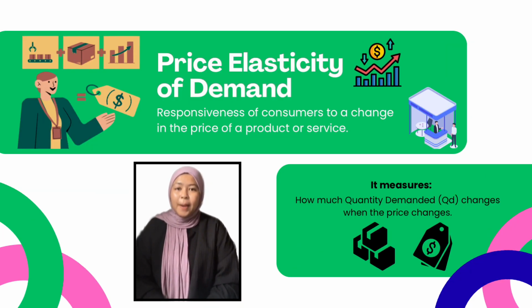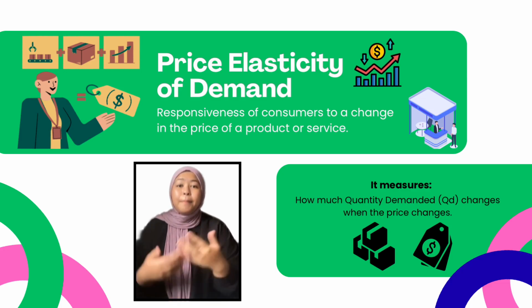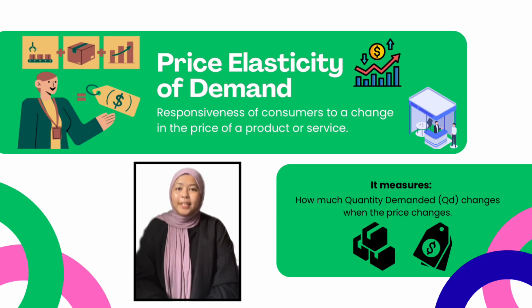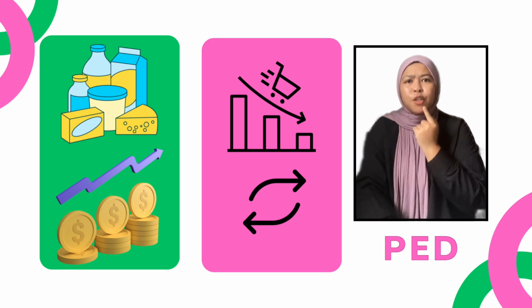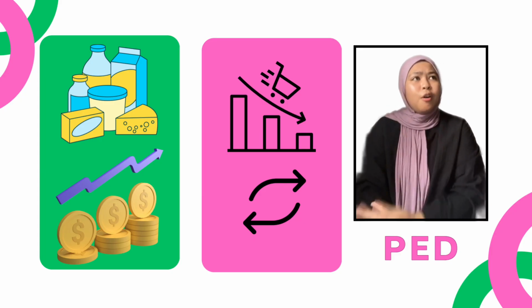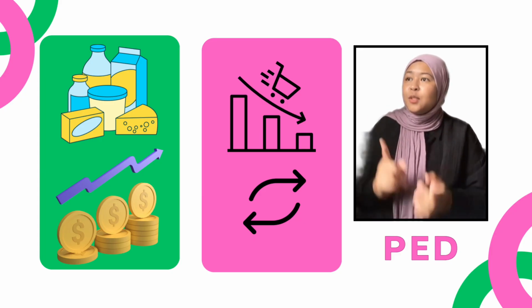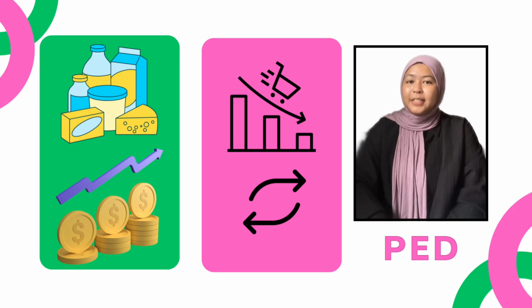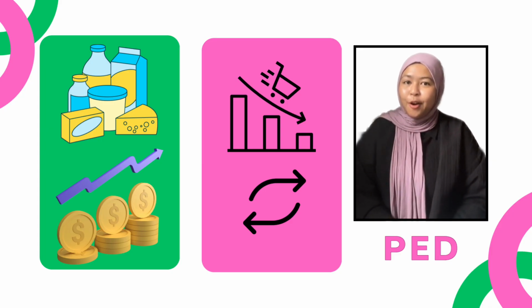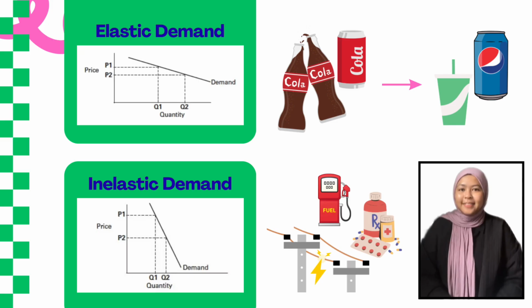Price elasticity of demand refers to the responsiveness of consumers to a change in the price of a product or service. In simple terms, it measures how much the quantity demanded changes when the price changes. For example, when the price of a product increases, will consumers continue buying it as usual, or will they reduce the purchases and switch to alternative products? This consumer response can be explained through the concept of price elasticity of demand.